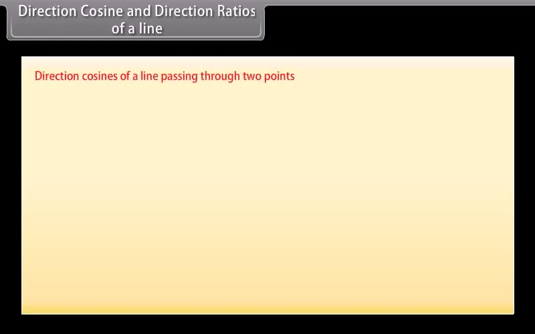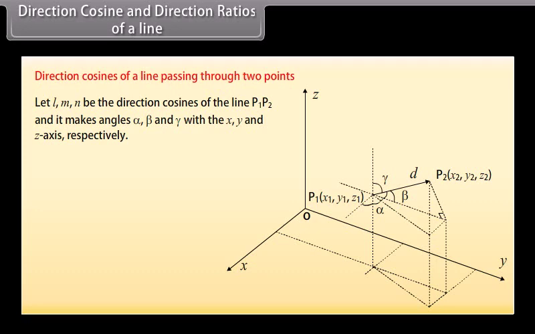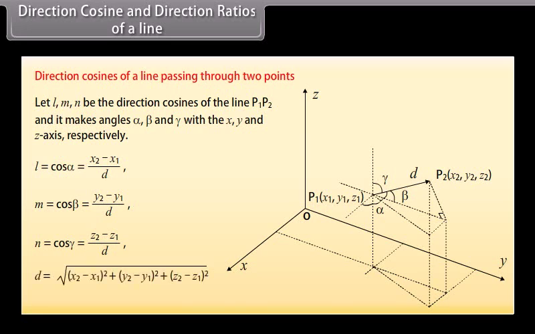Direction cosine and direction ratios of a line. Direction cosines of a line passing through two points. Let L, M, N be the direction cosines of the line P1P2, and it makes angles alpha, beta, and gamma with the x, y, and z axis respectively. The direction cosines are given as L equals cos alpha equals x2 minus x1 by d. M equals cos beta equals y2 minus y1 by d. N equals cos gamma equals z2 minus z1 by d. D equals square root of x2 minus x1 square plus y2 minus y1 square plus z2 minus z1 square.